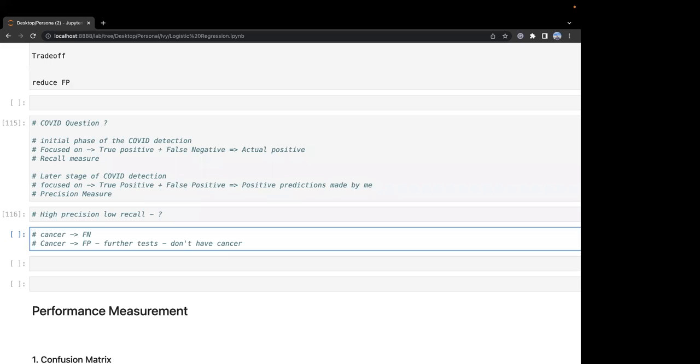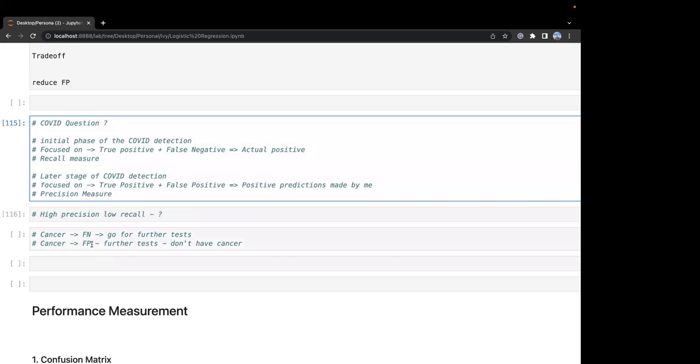Right? So in cancer prediction, I'm not okay with false negatives. I am okay with false positives. Does that make sense? I cannot tell someone that you do not have cancer who actually has cancer. Right? Because then they are not going to go for further tests, right? Am I making sense, everyone? Yes or no? Yeah.